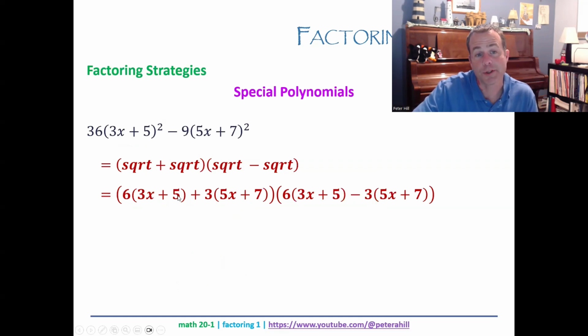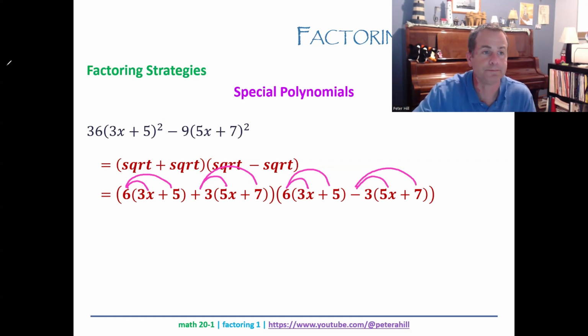Now, I'm going to distribute the 6, I'm going to distribute the 3, I'm going to distribute the 6, and I'm going to distribute the negative 3. Just be careful of that guy, right? So this is going to give me 18x. Let me just draw it with you. 18x plus 30, 15x plus 21, 18x plus 30, negative 15x, negative 21.